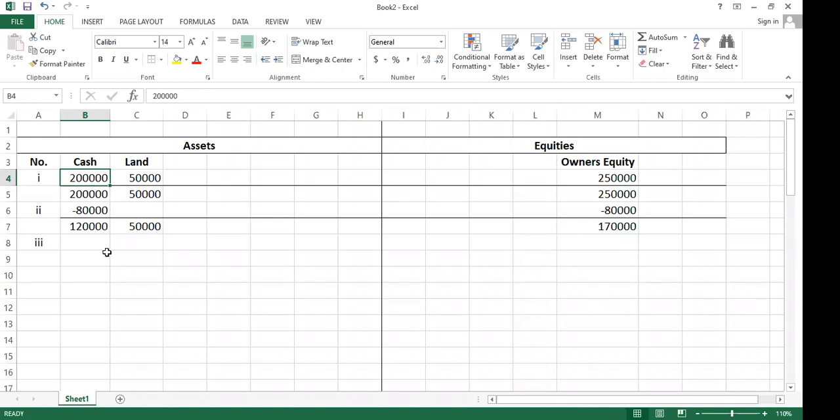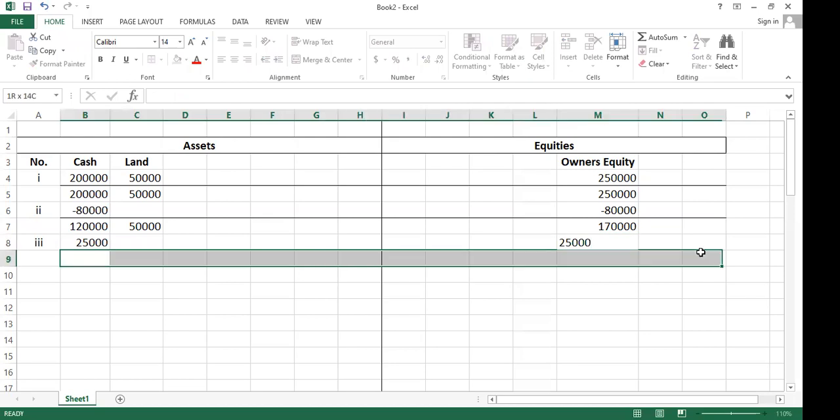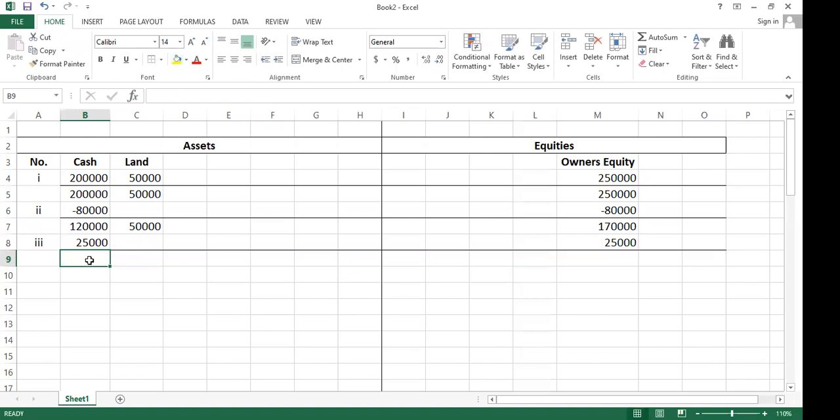Third one, cash sales of worth 25,000. Add 25,000 to cash and add 25,000 to owner's equity. මුදලට අත්පිට මුදලට විකුණනවා රුපියල් 25,000ක් බඩු. එතන මුදල් වලට එකතු වෙනවා 25,000ක් and owner's equity වලට එකතු වෙනවා 25,000.